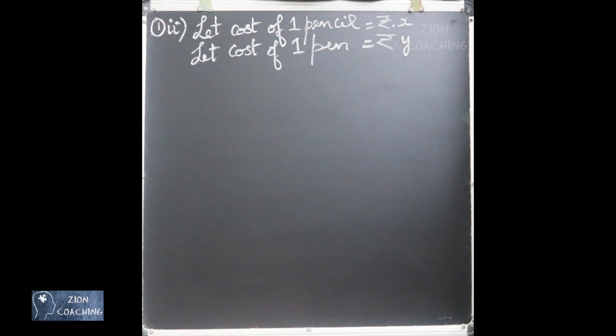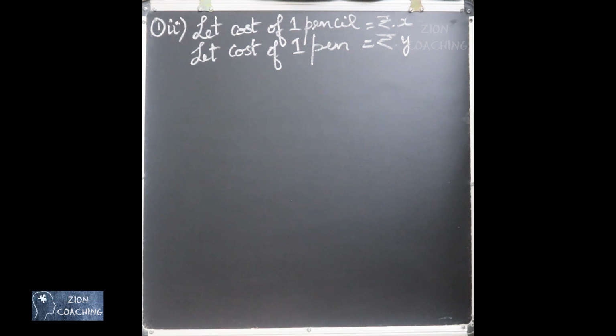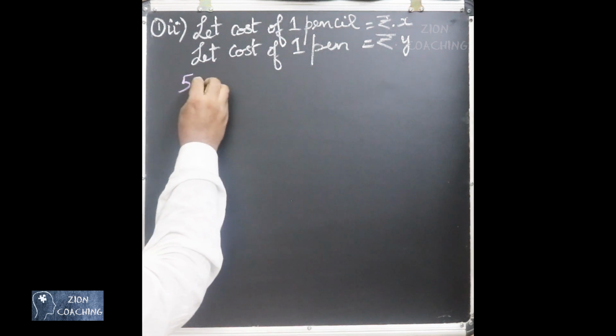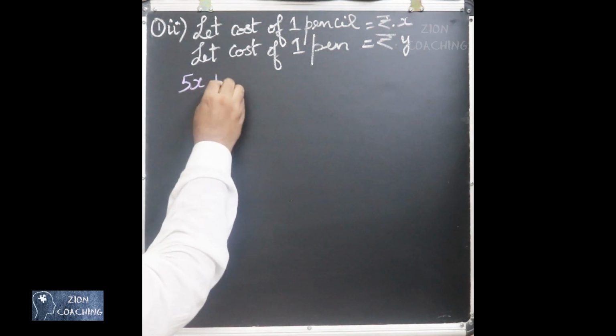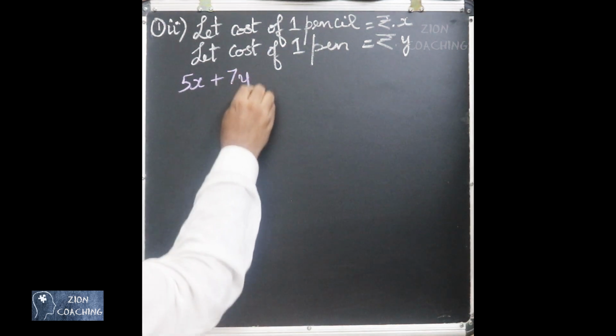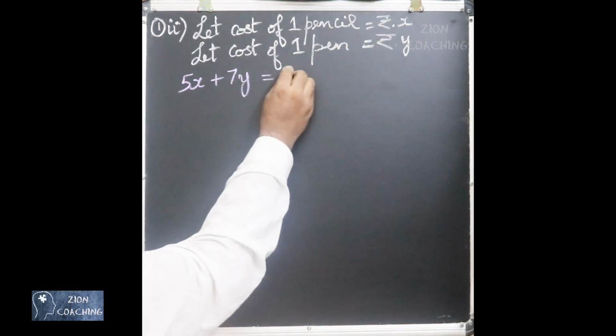Second subdivision in question number 1, they have given a situation there. They are telling 5 pencils and 7 pens together cost 50 rupees. So let us assume cost of one pencil to be rupees X and cost of one pen to be rupees Y. Then cost of 5 pencils is going to be 5 into cost of each pencil, that is 5X, and cost of 7 pens is going to be 7 into cost of each pen, that is 7Y.